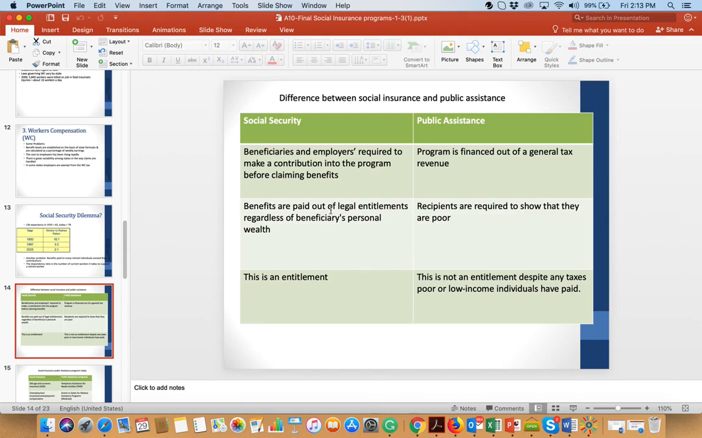For social security, benefits are paid out of legal entitlements. In other words, social insurance programs are entitlements. Legislatively, the Congress is mandated to set aside money for social security. Public assistance, the opposite. Recipients are required to show that they are poor, so means tested. And depending on the administration, these public assistance programs can go away anytime. They can be reduced in terms of payments, or they can increase depending on the administration.